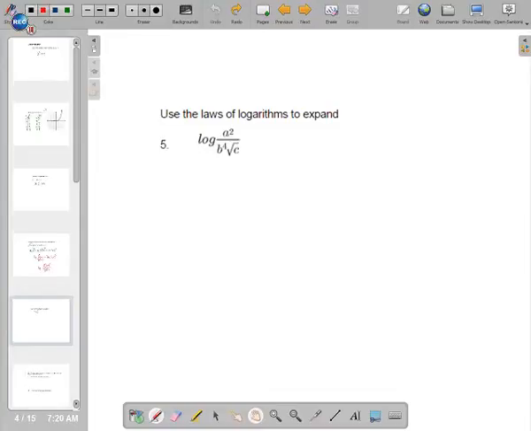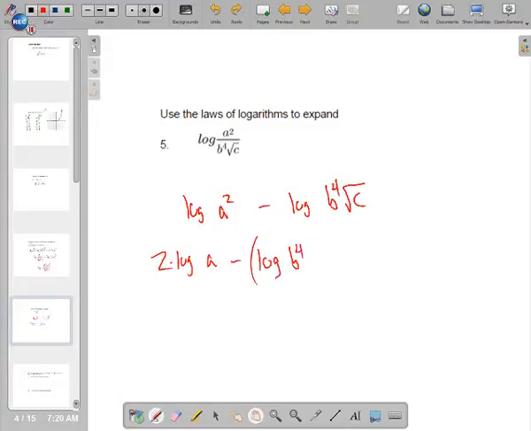Use the law of logarithms to expand. So I'm basically going the other way now. I'm going to first get rid of this division, so log a squared, and then it's going to be minus log of b to the fourth radical c. So I can take care of this one. This is going to be 2 times the log of a. And then over here, I'm going to break this guy up. This is log of b to the fourth plus log of the square root of c.